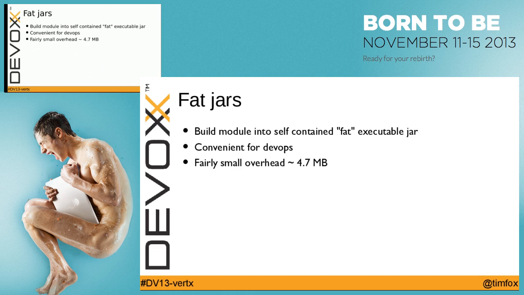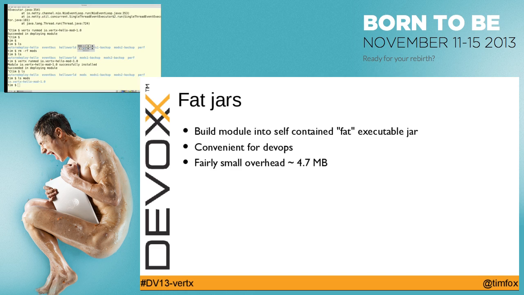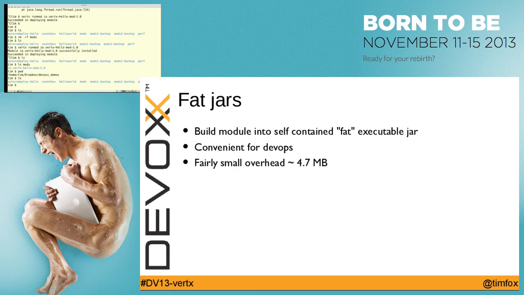So let's actually take a look at that. Let's go back to the previous example where we ran that Groovy module that had a simple HTTP server in it. So let's convert that module into a fat jar. All we have to do is use the same command line as before, and instead of saying run mod, we're going to say fat jar.